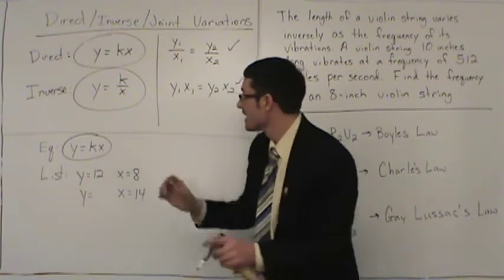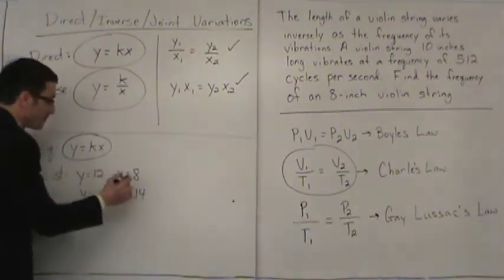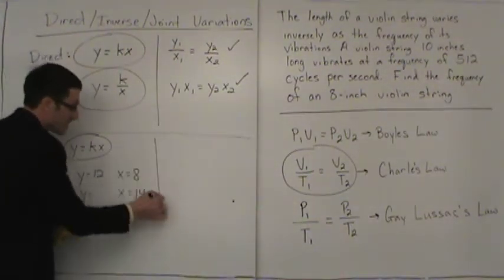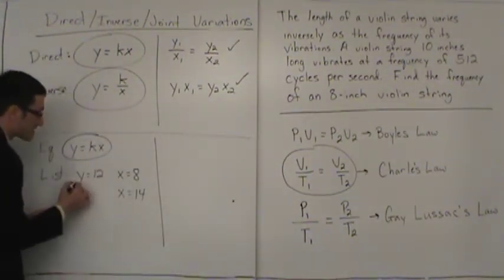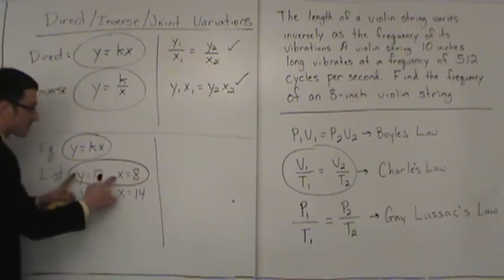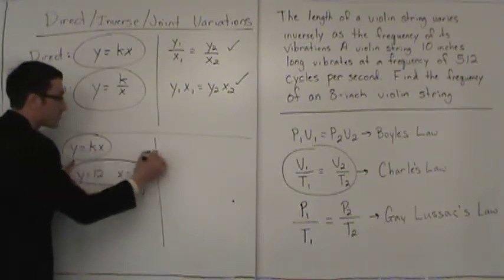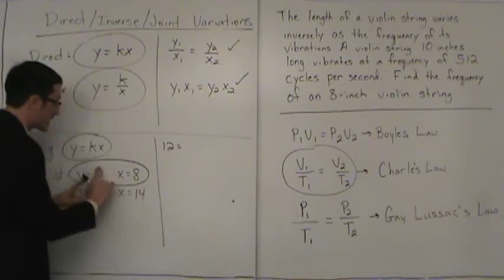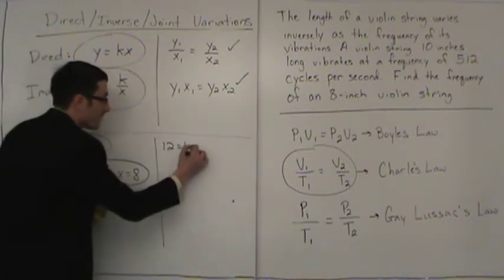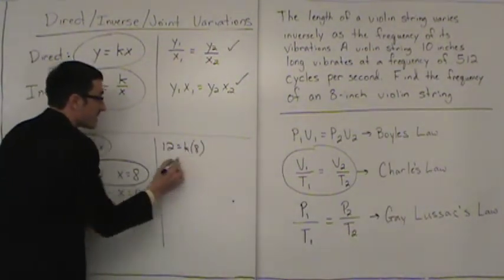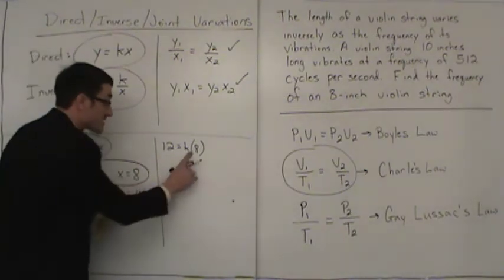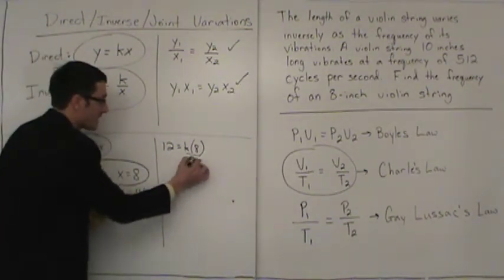so we expect an answer that is bigger than 12. Now using the method that we learned yesterday, we're going to use the part of the list that does not have a missing value. We're going to start with the top part. So we're going to put 12 and 8 in. We have 12 equals k times 8. Now we have to get k by itself. Since k is being multiplied by 8, divide by 8, divide by 8.